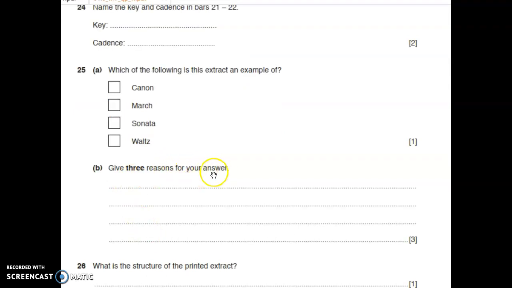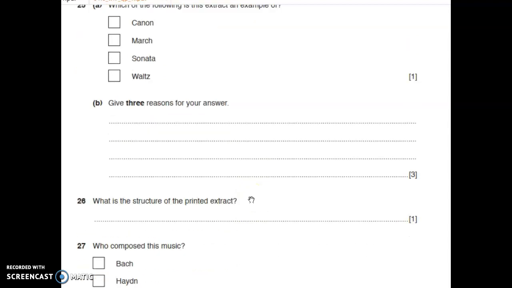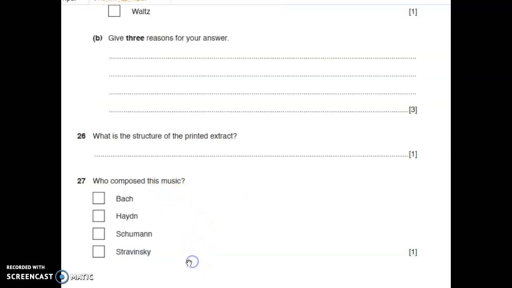And then 3 reasons for your answer. Why you say your answer in 25A is canon, march, sonata or waltz. What is the structure? Now a structure is like AB, ABA, okay? And then who composed the music? Bach, Haydn, Schumann or Stravinsky.